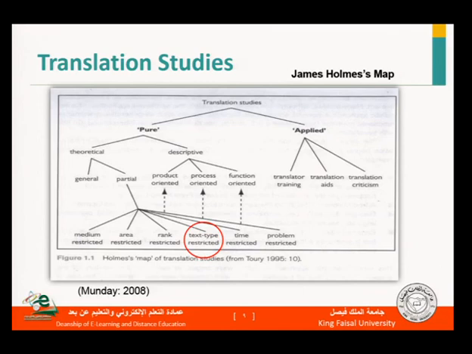It is pure, theoretical, and partial, and one of the partial theoretical pure translation studies is what is called text type, which is text type restricted. So text type is here in the whole diagram of translation studies, and you see it is pure and applied and so on, but I would like you to know where our location is. You may have some other courses which will talk about applied translation studies, translators training, translator aids, criticism, and so on. You may have that in other courses, but I just wanted to show you where our location, translating text types, is.